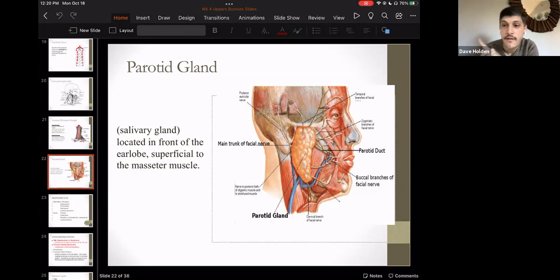Fun fact. Very recently, and I mean like 2018, I believe, it was widely believed that we had 6 salivary glands, 3 on each side.